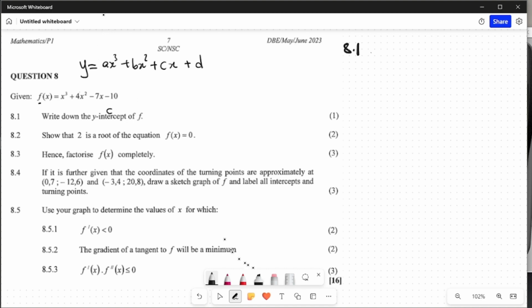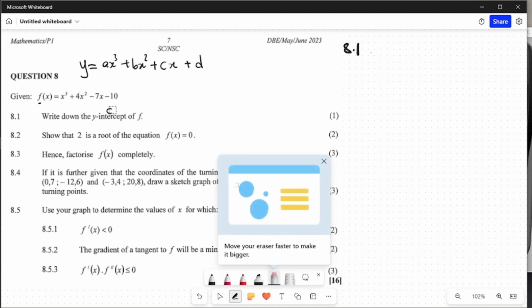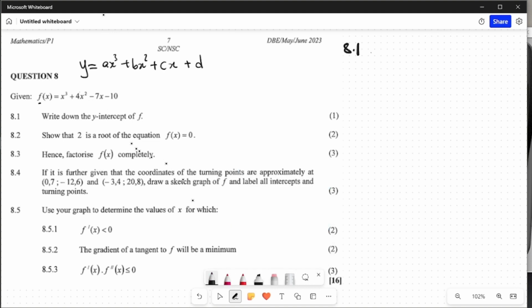So my mistake. We are not looking for the value of c here. We are looking for the value of d. This will be your y-intercept. So to answer this question, you just write down that y is equal to negative 10. If you want to write it in coordinate form, you can say this is (0; -10). You still get your mark.